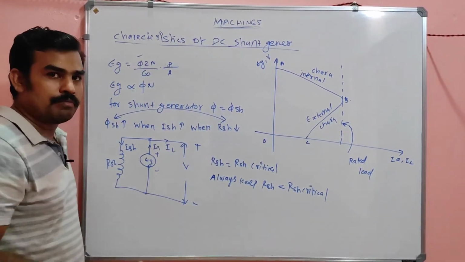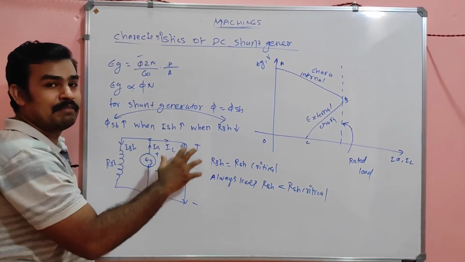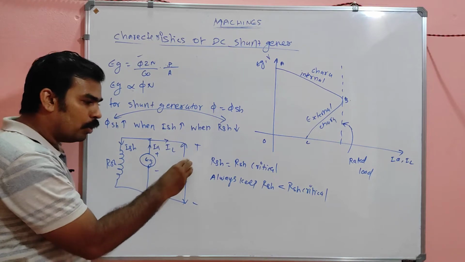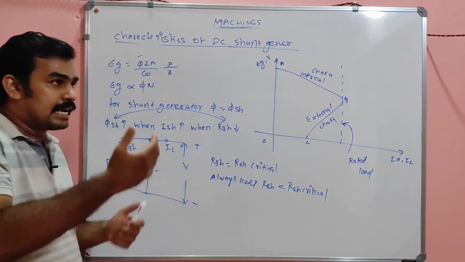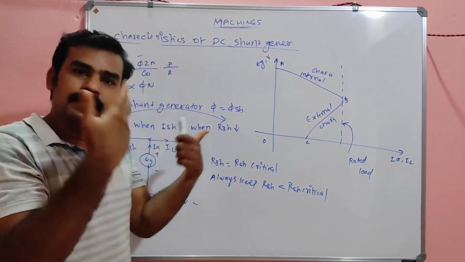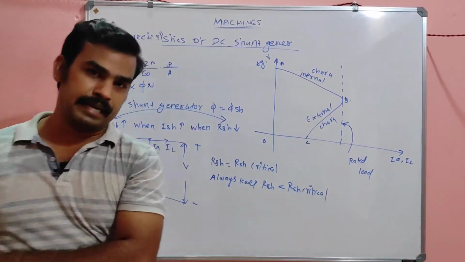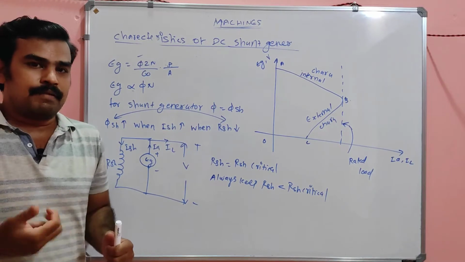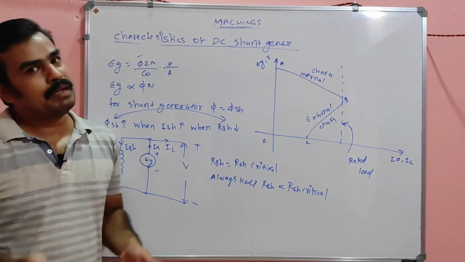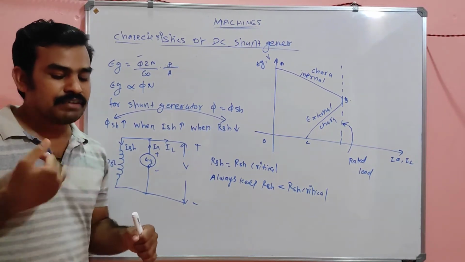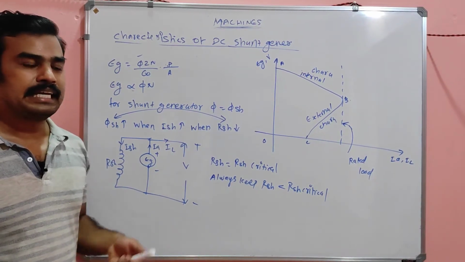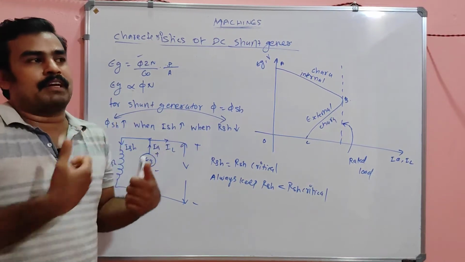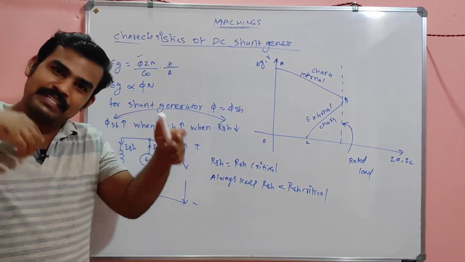If you increase the load, I will explain once more. If you increase the load, the current demand of the output will be increased. That is the meaning of load in terms of generator. In terms of motor, load means the turning difficulty you increased. The current absorbing power you increased is the load of the generator.